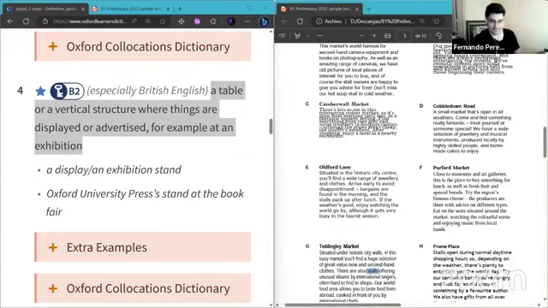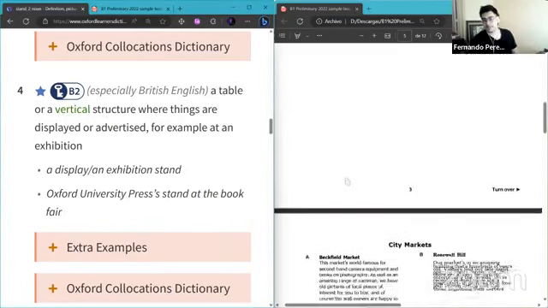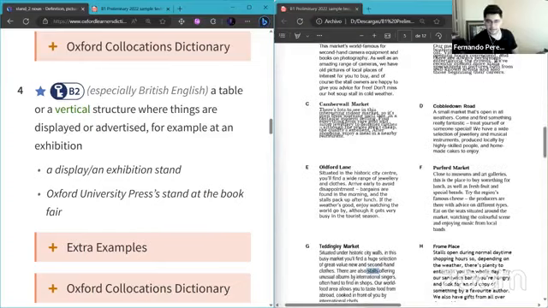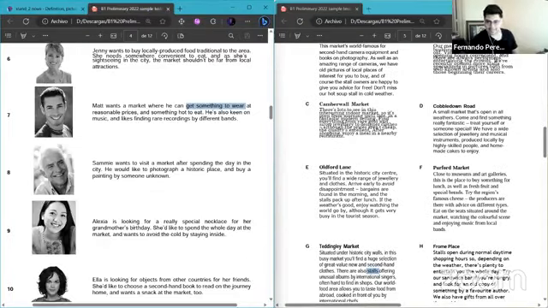Okay. Well, anyway, a stall is a stand, right? B2 vocabulary, a little bit difficult, but it is necessary to understand this. And the word stall is in a lot of options. So there we go, stalls. Let's go to the next one, number 8.